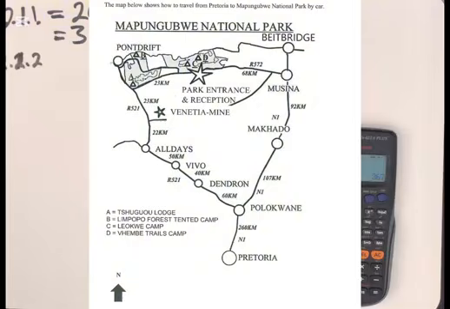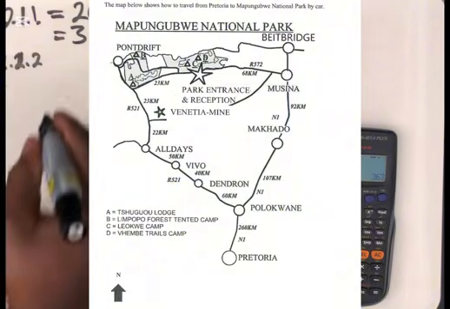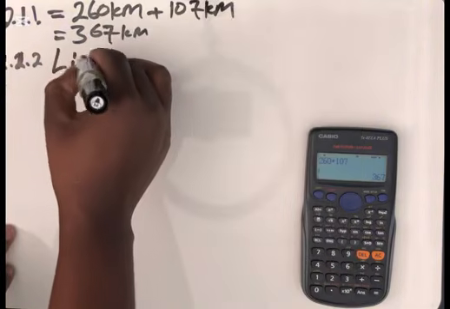This is Limpopo, because we talk about Makhado, we talk about Polokwane and Messina. All these towns are located in Limpopo. So the answer here is Limpopo.